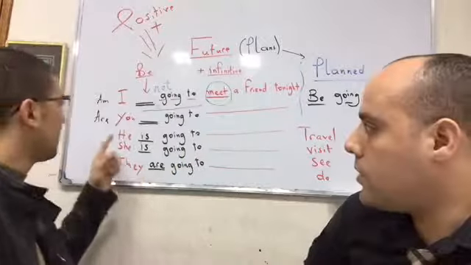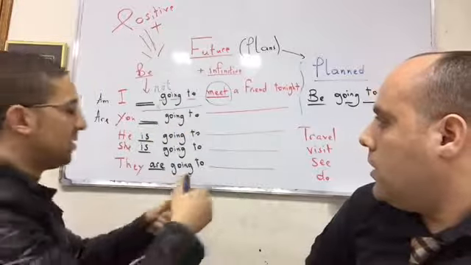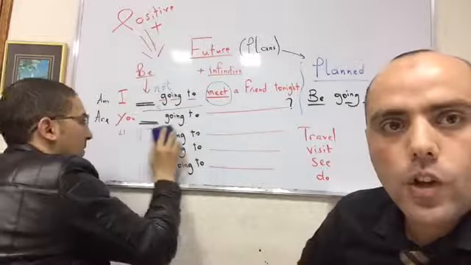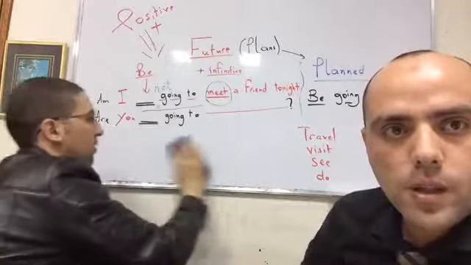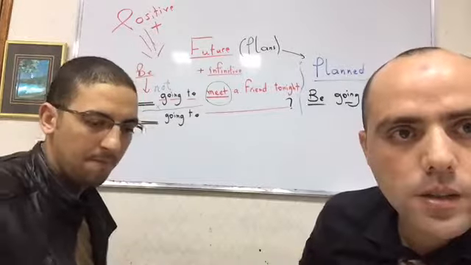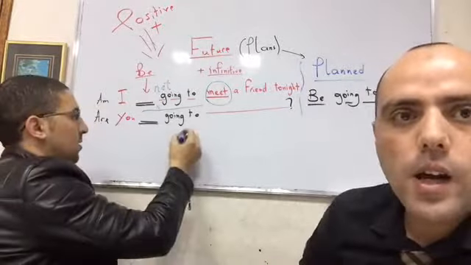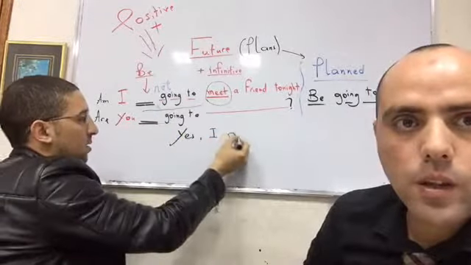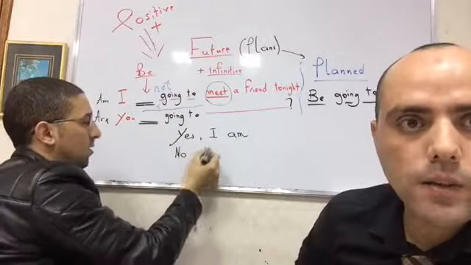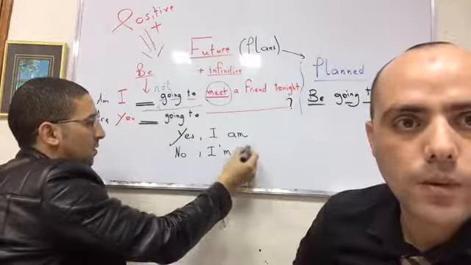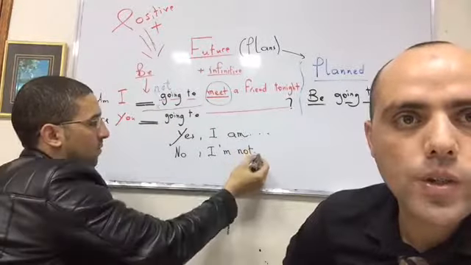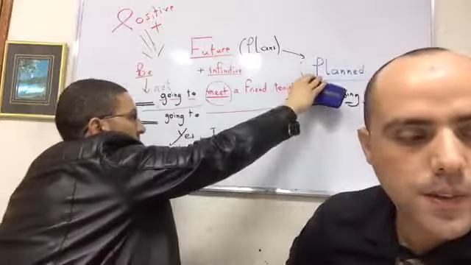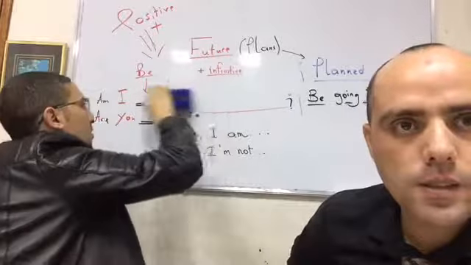So that question: are you going to meet a friend tonight? The short answer is yes, I am, or no, I'm not. If I want a complete long sentence, I can say yes, I am going to meet a friend tonight. For a complete negative form, I can say no, I'm not going to meet a friend tonight, but I'm going to meet him tomorrow.